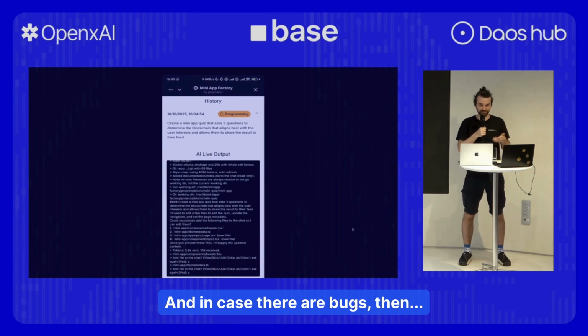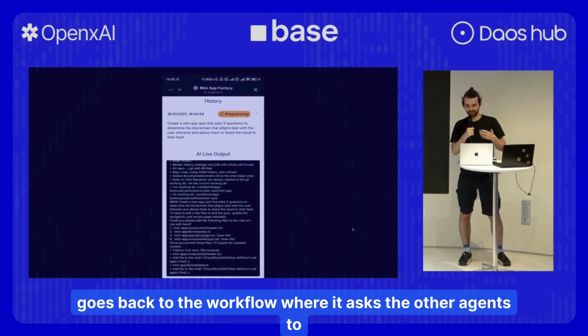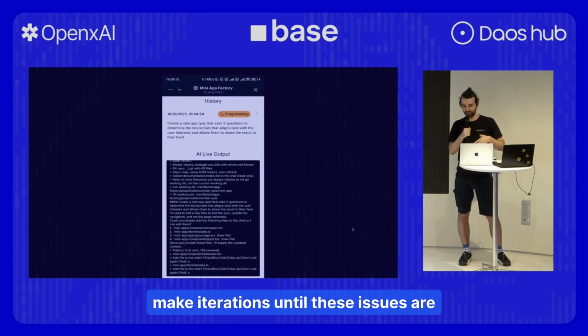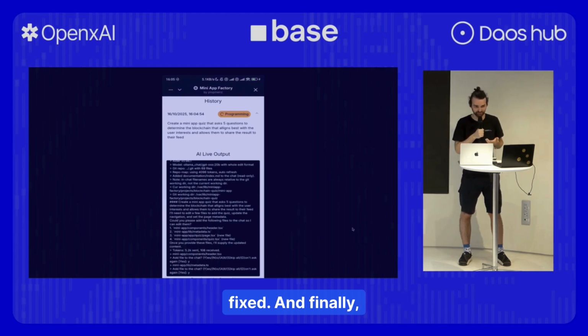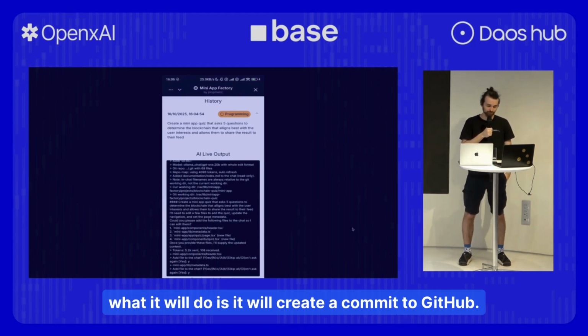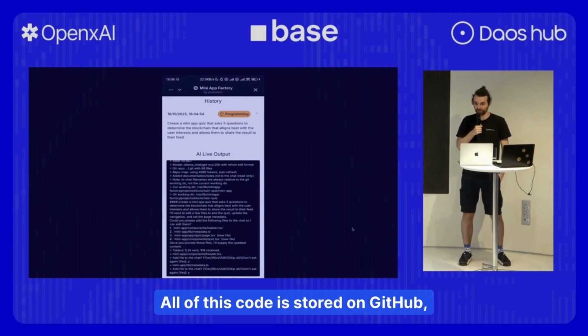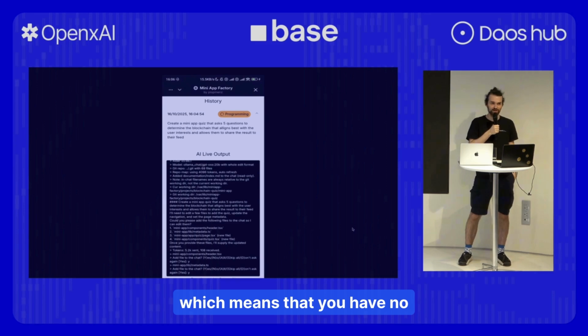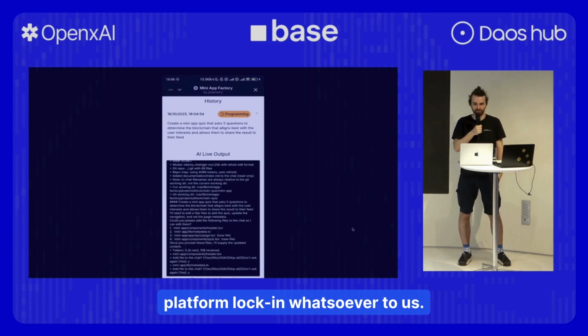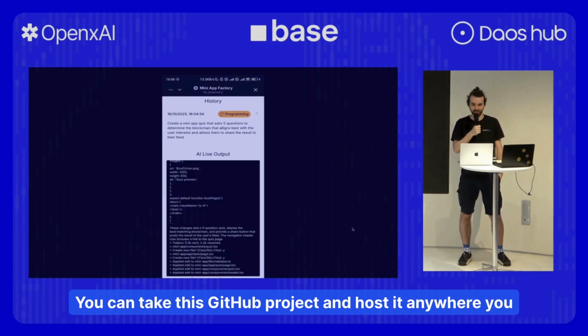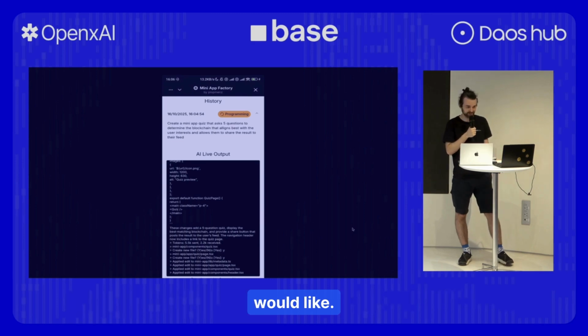And in case there are bugs, then it goes back to the workflow where it asks the other agents to make iterations until these issues are fixed. And finally, what it will do is it will create a commit to GitHub. All of this code is stored on GitHub, which means that you have no platform lock-in whatsoever to us. You can take this GitHub project and host it anywhere you would like.